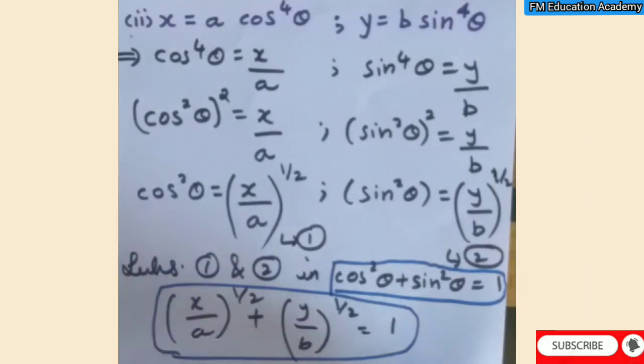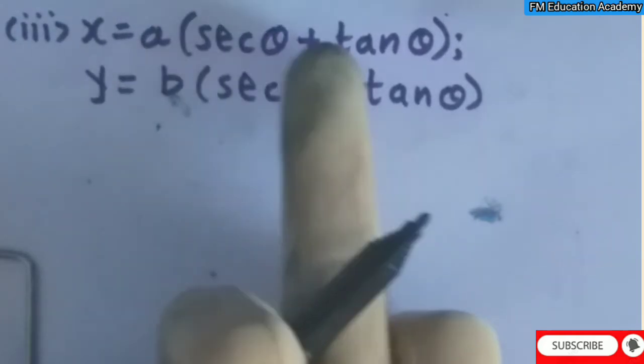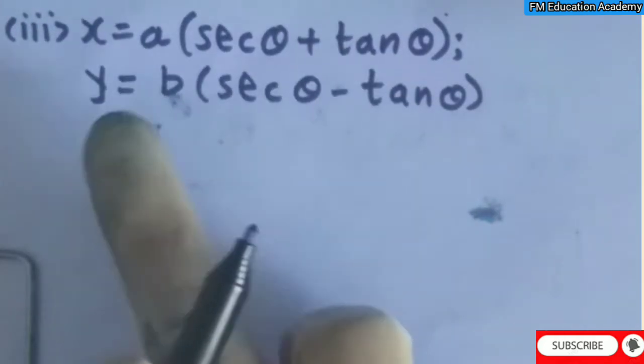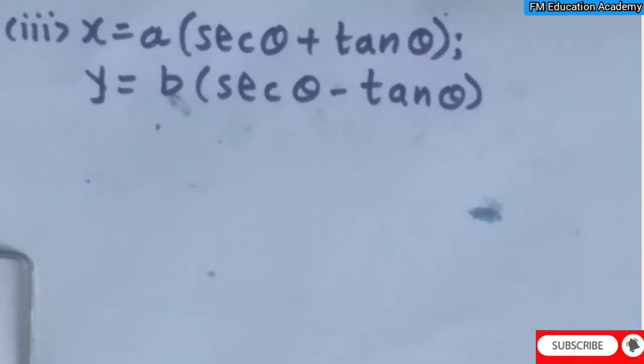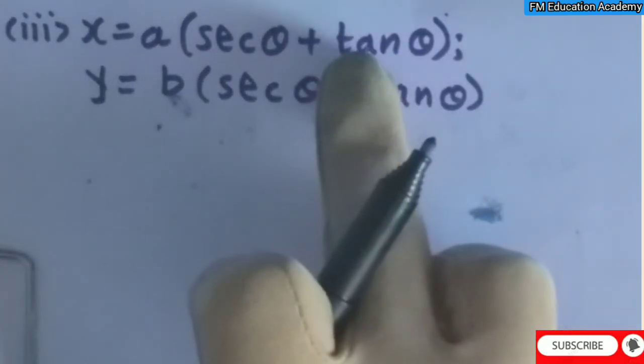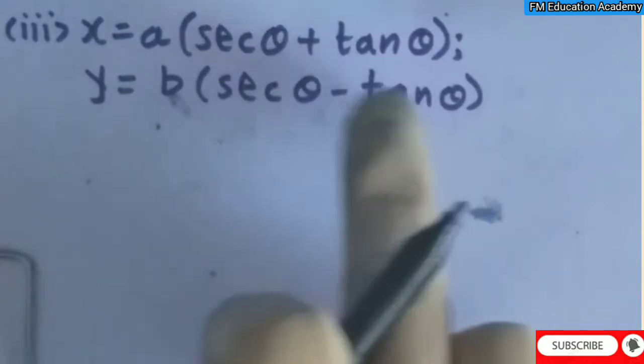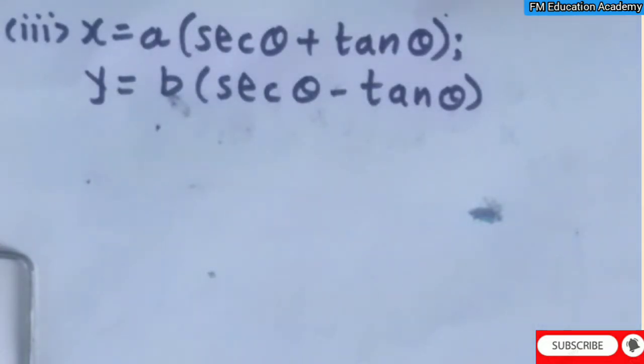Moving on to the third bit. X is equal to a into secant theta plus tan theta. Y is equal to b into secant theta minus tan theta. What do you observe here? Here we have secant theta plus tan theta, and here we have secant theta minus tan theta. Remember what did I say? What is the trick? Observe the question carefully.